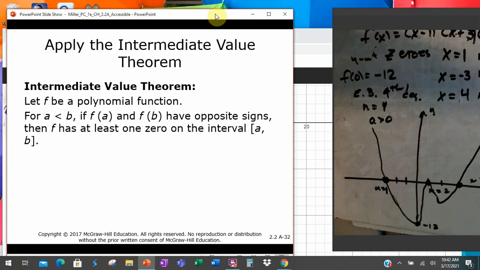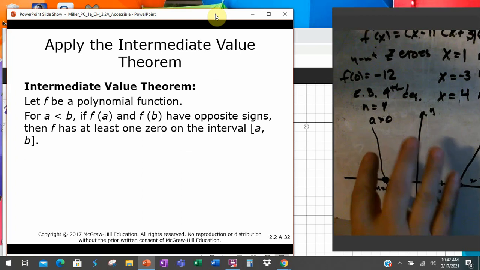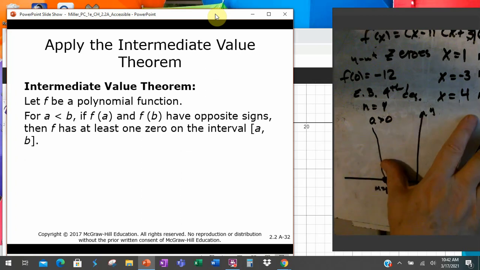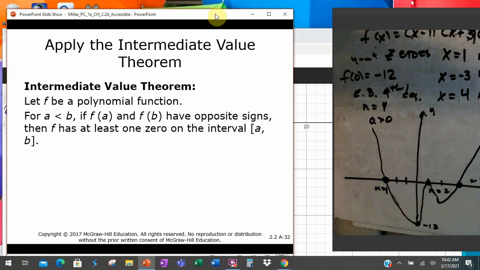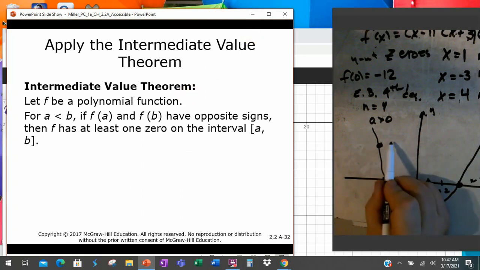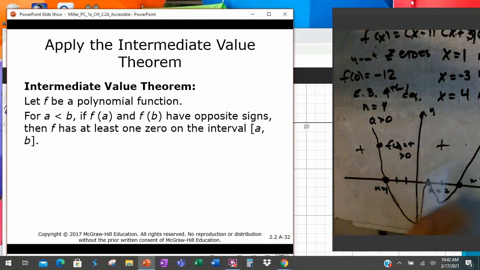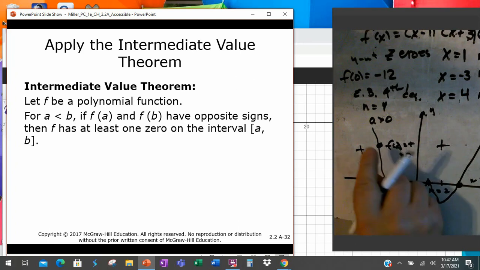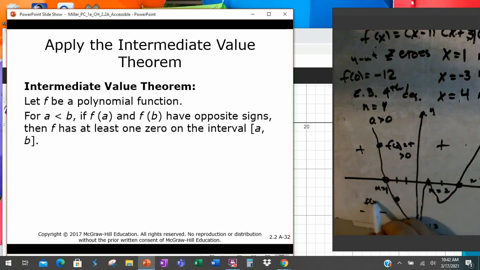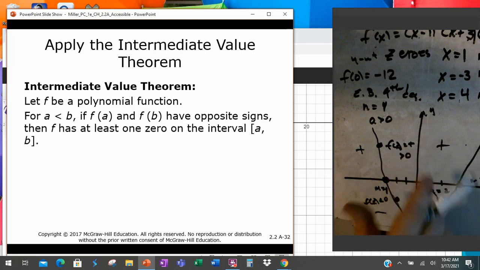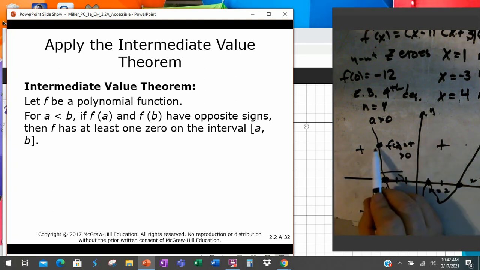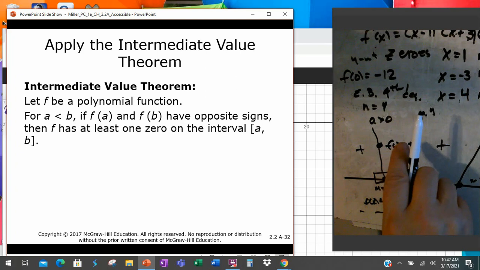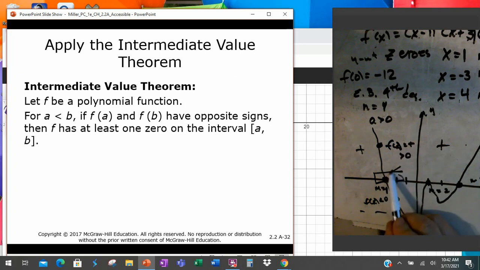So the intermediate value theorem just says, for a continuous function, and polynomials are continuous, this applies to a polynomial: let f be a polynomial function. If I've got 2 values where f of x is greater than 0, positive stuff up here, negative stuff down here, and if I've got another value where f of x has the opposite sign, the only way with a continuous function that I can get from positive to negative is to go through the x-axis, or a 0. Okay, that's what that is.